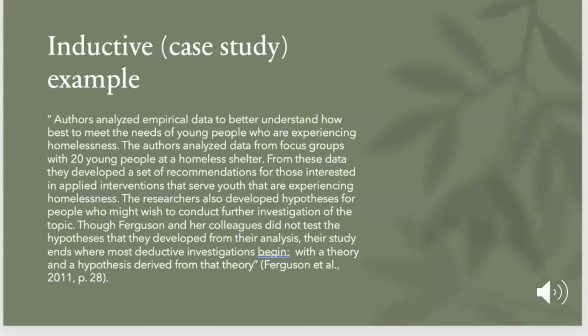From these data, they developed a set of recommendations for those interested in applied intervention that serve youth who are experiencing homelessness. The researchers also developed hypotheses for people who might wish to conduct further investigation of the topic. Though Ferguson and her colleagues did not test the hypothesis that they developed, their study ends where most deductive investigation begins, with a theory and a hypothesis derived from that theory.